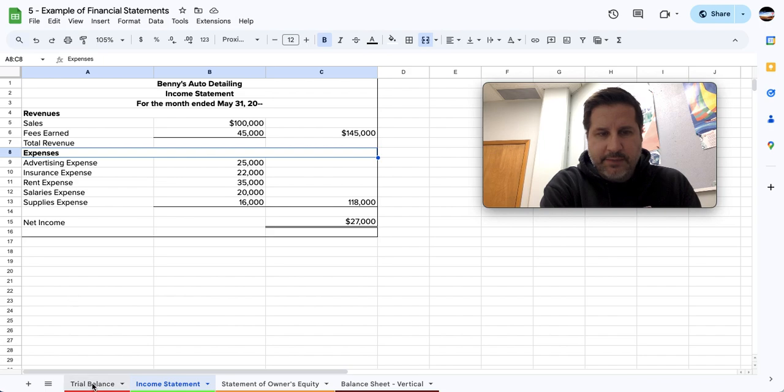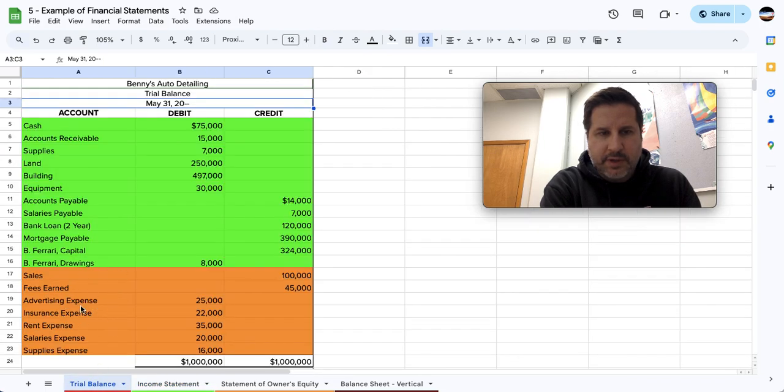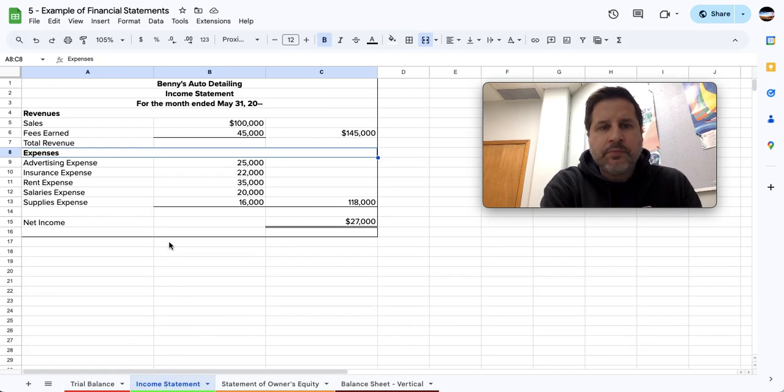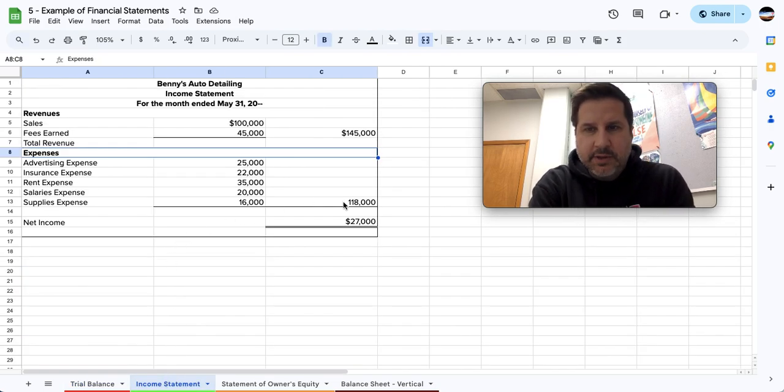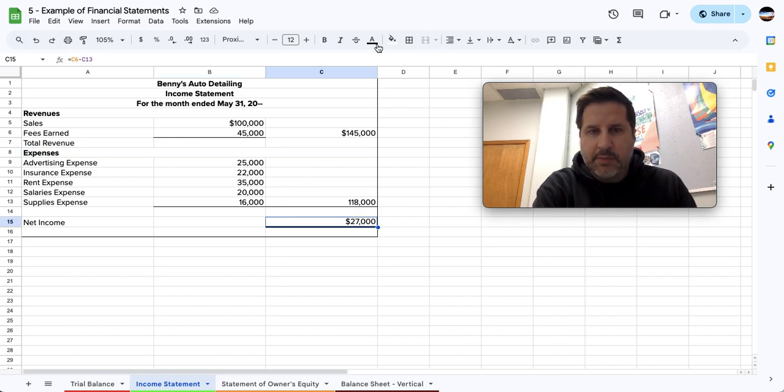We then have the title for expenses, identify our expenses. These were all taken from the trial balance. So these are all the orange items that we took. They added up to $118,000. So our net income for the month is $27,000. This is a really important number for us.